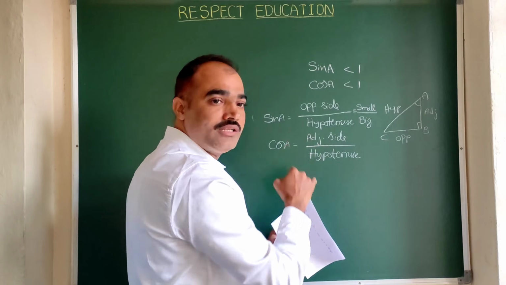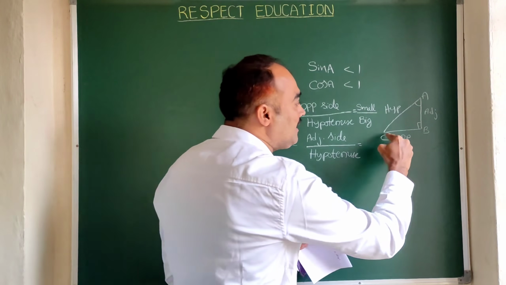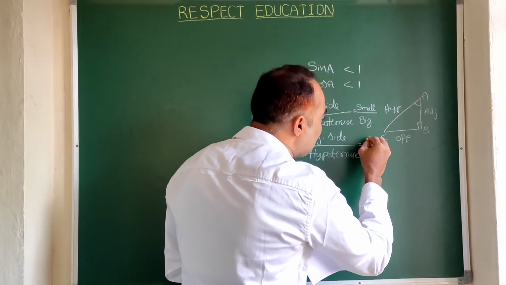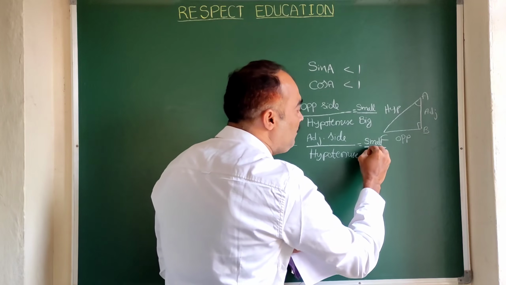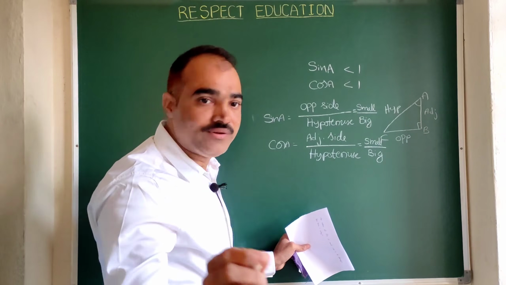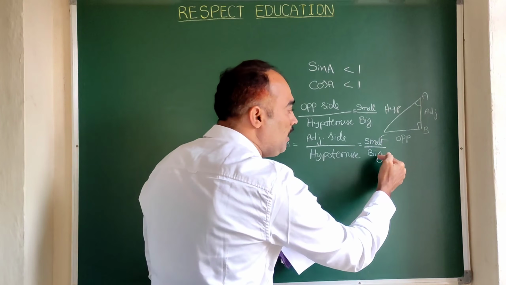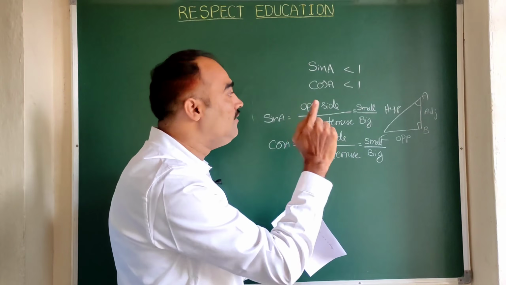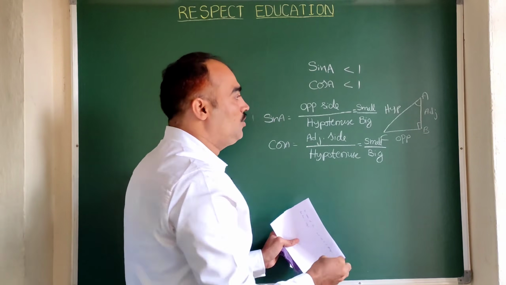Same way, here also, you compare adjacent and hypotenuse. Here the adjacent value is AB. That is also a small value. When you compare with hypotenuse, hypotenuse is the bigger value. If you get any fraction, small value by big value, that value is always less than 1. Here I would like to take a small example to tell you.